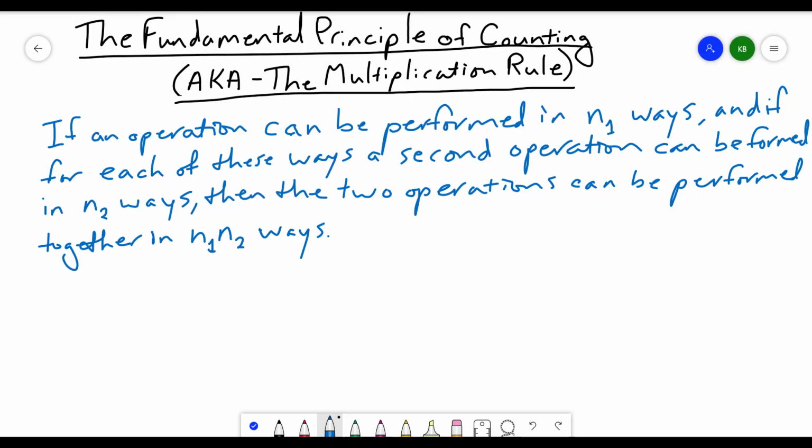The underlying principle that we'll be using when we're counting sample points is the fundamental principle of counting. This is more commonly referred to as the multiplication rule. What this rule says is if an operation can be performed in n sub 1 ways, and if for each of those ways a second operation can be performed in n sub 2 ways, then the two operations can be performed together in n sub 1 times n sub 2 ways.